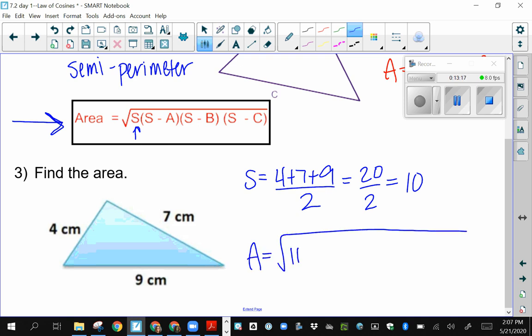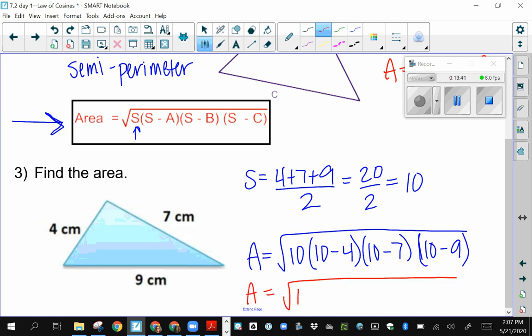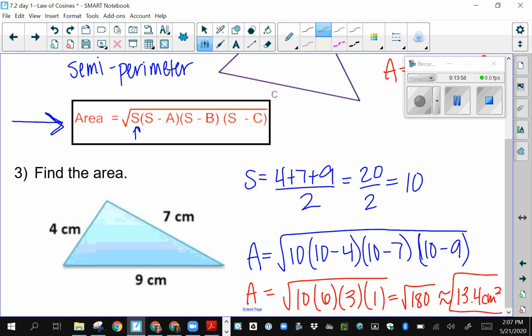So once you know that, set up Heron's formula. It says to take the semi-perimeter and then multiply each little individual part here, 10 minus one of the sides. Semi-perimeter minus another one of the sides. Semi-perimeter minus the last of the sides. And you can do the sides in any order there. Okay? Order of operations, we should work in the parentheses. This is 6 and 3 and 1. And when I put those all together, that's 180. And that is about 13.4 square centimeters. There's the area using Heron's formula.